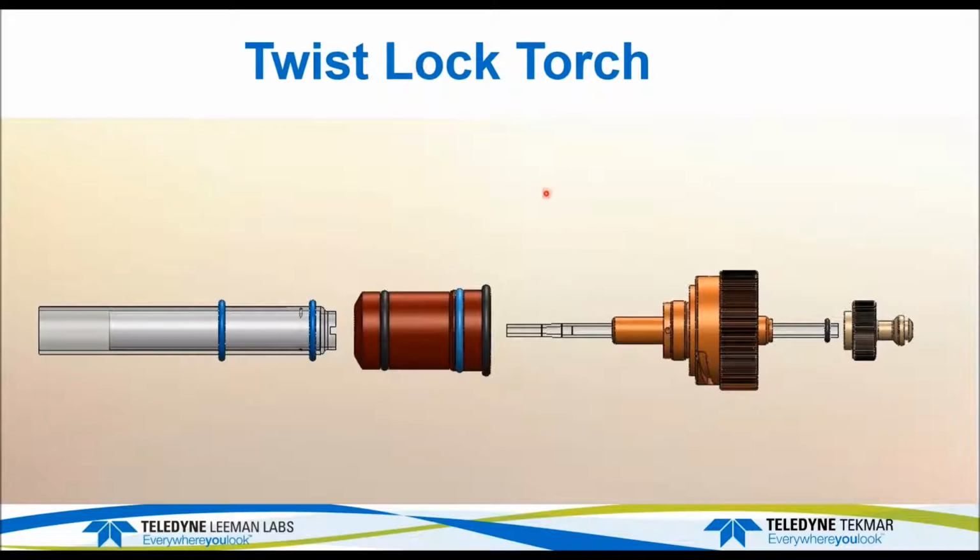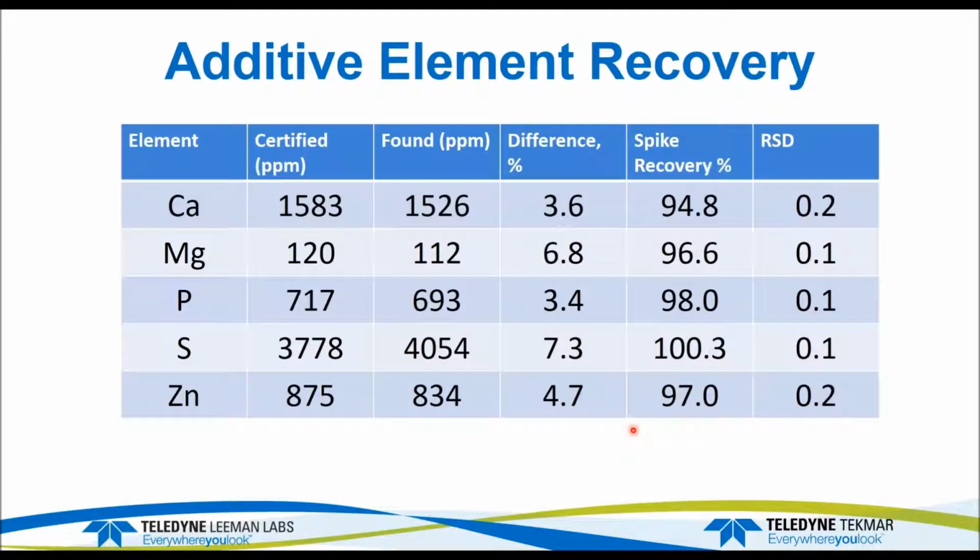And here is the torch disassembled. It's a demountable torch, so you can replace the injector, or you can replace just the coolant and auxiliary flow. The gas connections are automatically made when you put it in and turn it, so you don't have to worry about manual connections.